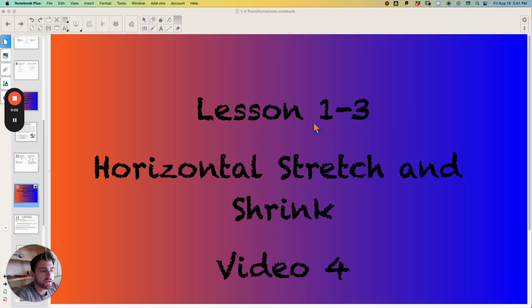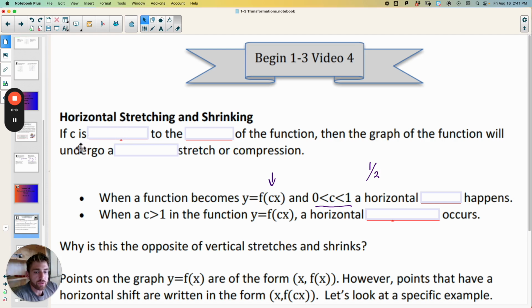Okay, so we are now diving into lesson 1-3, video 4, and this is not vertical, but horizontal stretches and shrinks. Or you might also hear us call them compressions. So let's just dive right in. Now notice we are calling our value, instead of A in the last video, we're calling it C. So if C is multiplied to the variable of the function, then the graph of the function will undergo a horizontal stretch or compression.